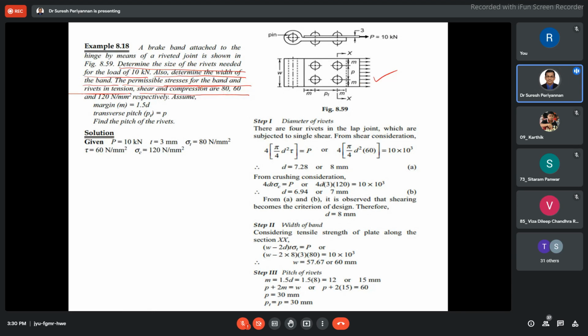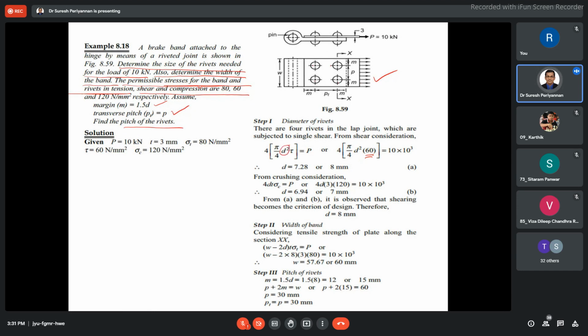Now the margin, we already know, even if they are not giving it, we have to take 1.5d. We discussed this in the earlier class. And the transverse pitch Pt is equal to P. Find the pitch of the rivets. Very simple problem. There are 4 rivets. Then what is the shear resistance force? P is equal to pi by 4 d squared into tau for a single rivet, then multiplied by 4 for 4 rivets. Tau is given as 60 Newton per mm squared. From this we are able to find d in the first case with respect to shear.